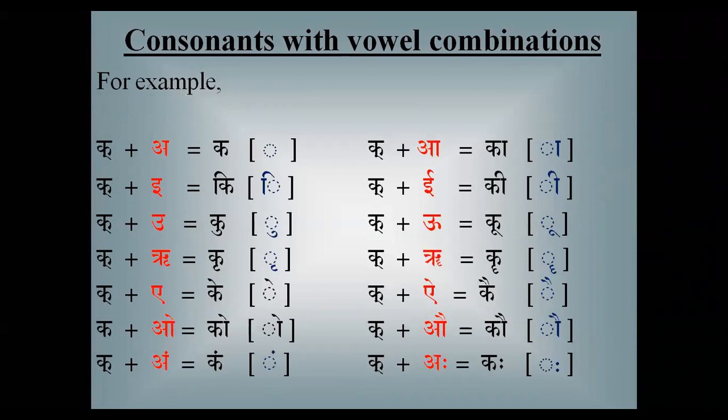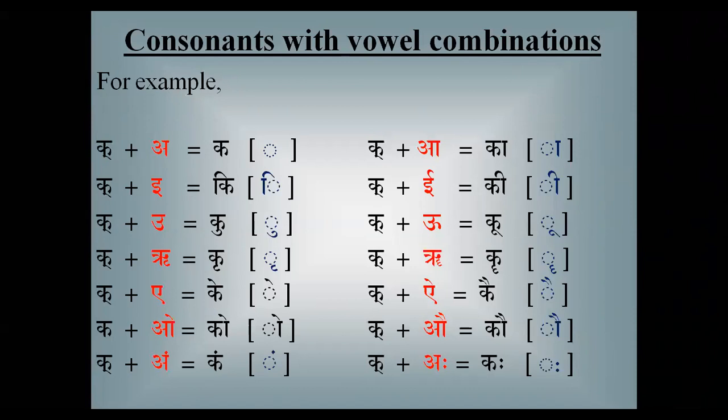And when the anusvara is added, it becomes kam. When the last vowel visarga is added, it becomes kaha. So these are the resultant combinations for that particular consonant. So ka, ka, ki, ki, ku, ku, kr, kr, ke, kai, ko, kau, kam, kaha.